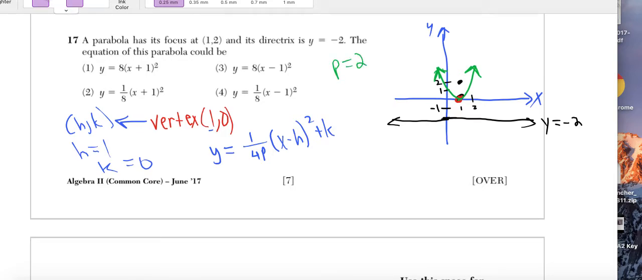So now I could substitute all these values into the equation. I'll do that in red. So if p equals 2, 4 times 2 is 8. So we get y equals 1 over 8. h is 1, so it becomes (x minus 1) squared plus k, which is 0. Since k is 0, I don't need to add the 0 at the end. So it should be y equals 1/8 times (x minus 1) squared. Right here, it's choice 4.